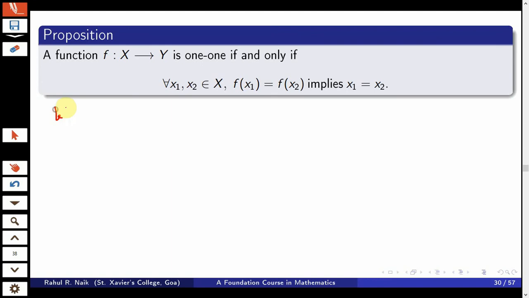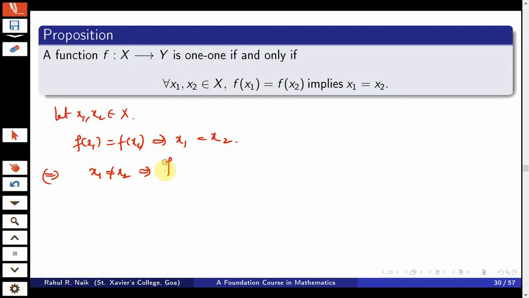So let me take any 2 points x1, x2 in X. I want to show that f is 1-1 if and only if this condition is true. So when this condition is true, f of x1 is equal to f of x2 implies x1 is equal to x2. We know that this is equivalent to saying its contrapositive. That is, x1 is not equal to x2 implies that f of x1 is not equal to f of x2, and this is exactly the definition of 1-1ness.